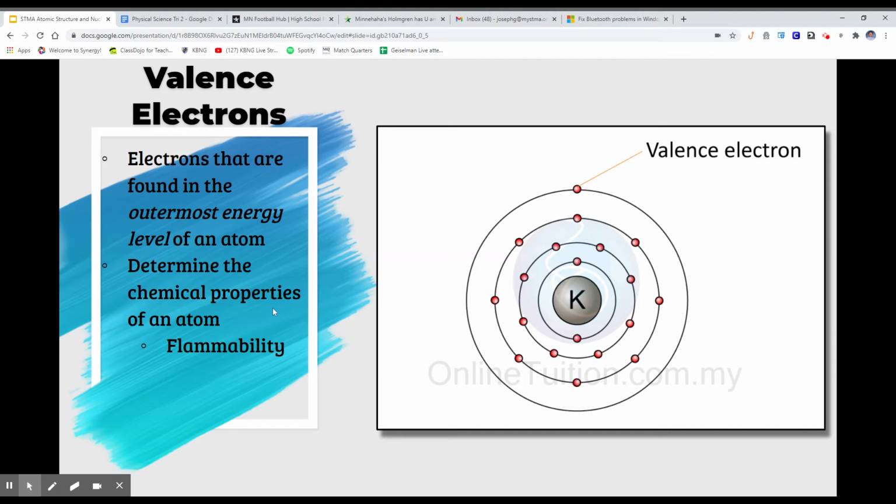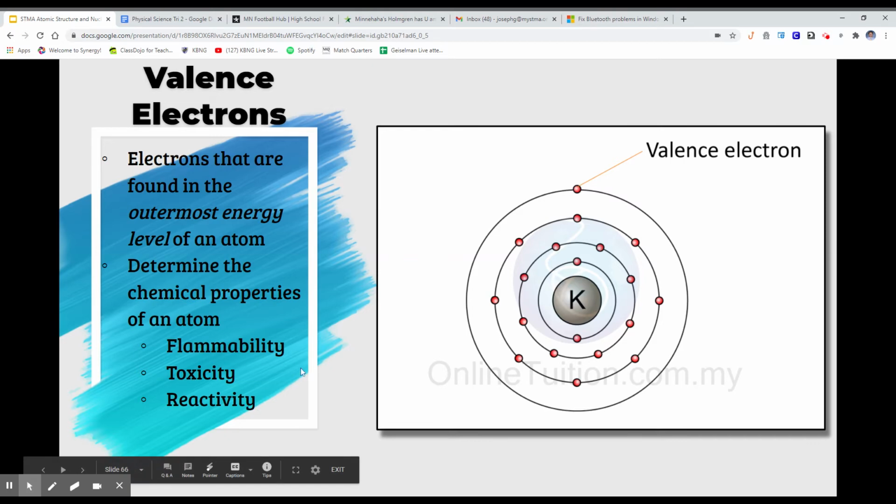So things like flammability, toxicity, and reactivity are all determined by the number of valence electrons and actually how far out they are. As a general rule of thumb, the further out, so the more energy levels, the more reactive those are going to be. There's a little bit more to it, but that's basically what we need to know, that the outermost level electrons are called valence electrons. In this case, we have 1 valence electron. That's going to determine the chemical properties of that atom. Things like flammability, toxicity, and reactivity are going to be determined there.